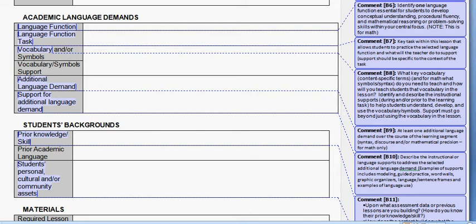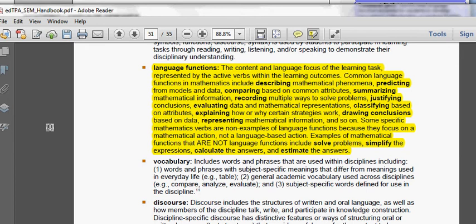So let's look at the definition. So again, we go back to the glossary in our edTPA handbook. And again, this is the math one, so you're going to want to look at the equivalent statement in your handbook. Okay, so language functions are the content and language focus of the learning task. It's represented by the action verbs within the learning outcome. So that's key right there, the active verbs within the learning outcomes. Common language functions in math include describing a math phenomena, predicting from models and data, comparing, summarizing, recording, justifying, etc. And again, you should look at your own handbook for examples.